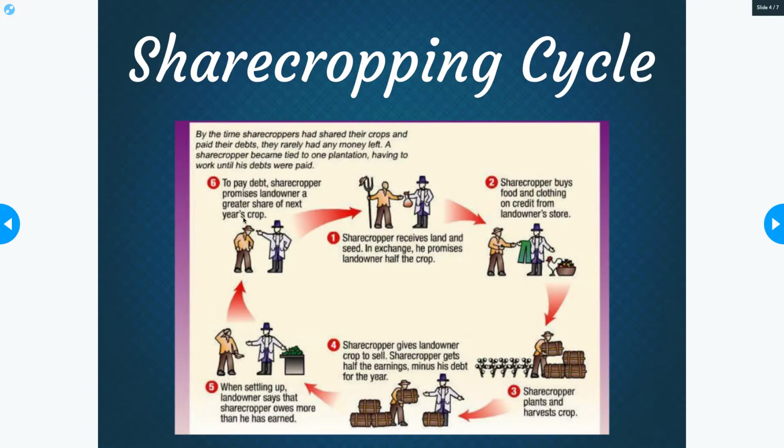Number six, to pay the debt, the sharecropper promises the landowner a greater share of next year's crop. So we're going to start the whole cycle over in year two, but it's not going to be half and half. The next year, the landowner is going to get maybe 60%, and the former slave is going to get 40%. But then they're going to have to settle up, and they're going to be even more in debt after year two. It's a vicious cycle that keeps the former slave on the plantation. So this was definitely not a good agreement for African Americans. The only problem is, where else are they going to go? They have no skills and no education.